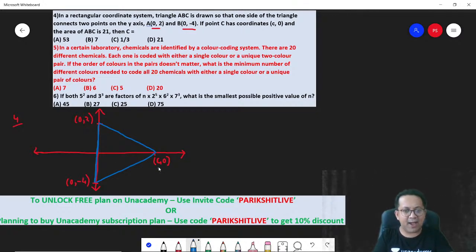You need to determine the value of C. Given that, what have they given you? They have told you that the area of the triangle is 21. Area. So how do you determine the area of the triangle?